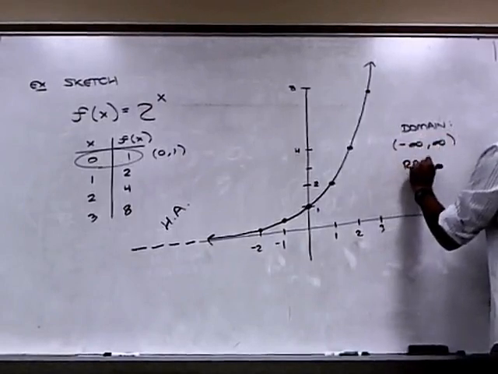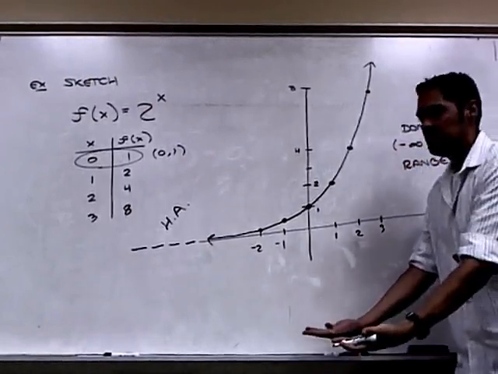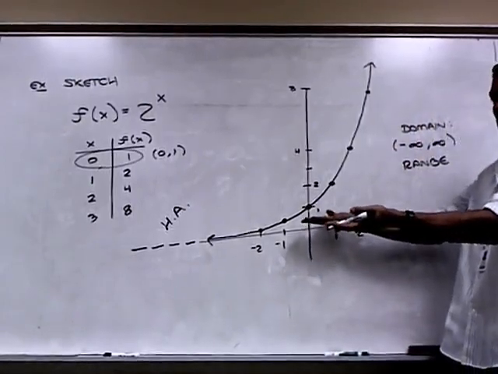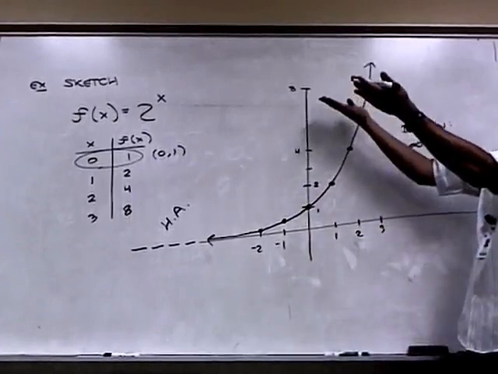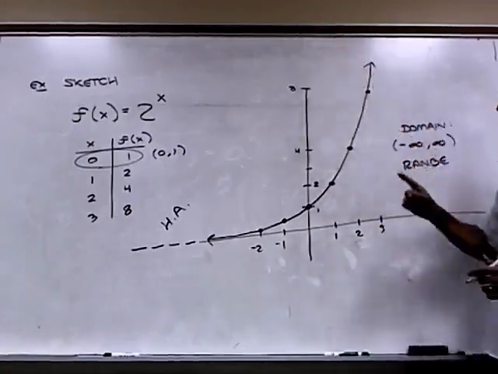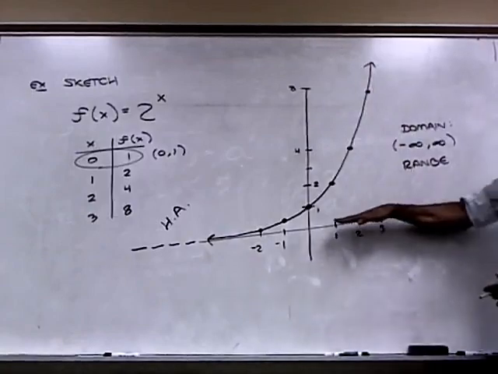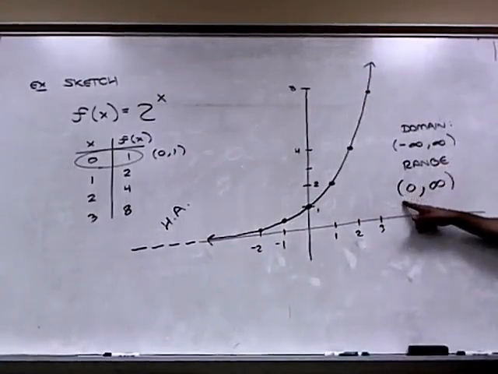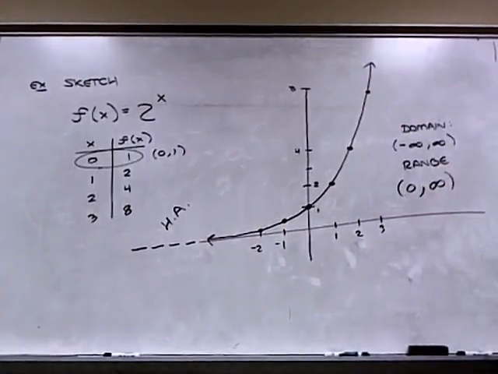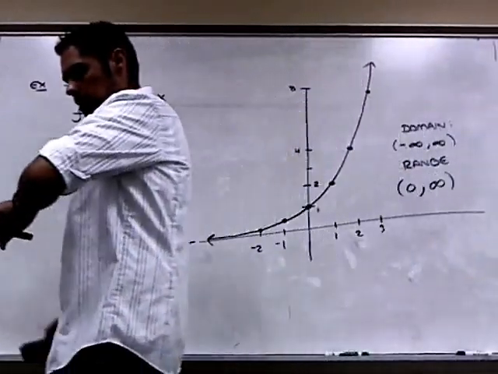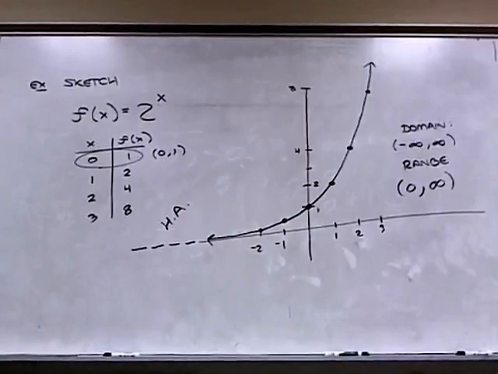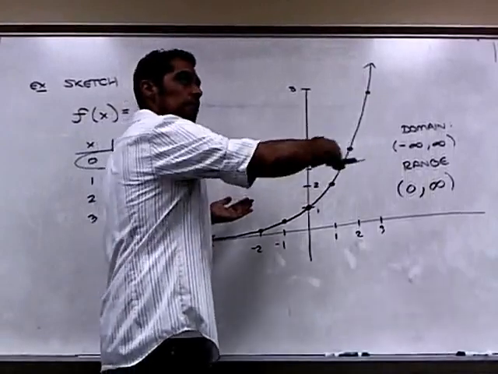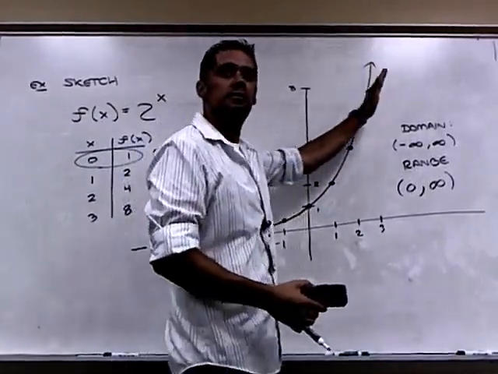How about range? Do I have anything as I move from the bottom up? Do I have any graph yet? No, not until right about there. And then from there up, I've got graph. From 0 to infinity. Now, do I include 0? Do I ever hit the x-axis? No. So I'm going to say 0 to infinity. Notice the parenthesis on 0. This is a good example of what we call exponential growth. As you move from left to right, you are growing exponentially.